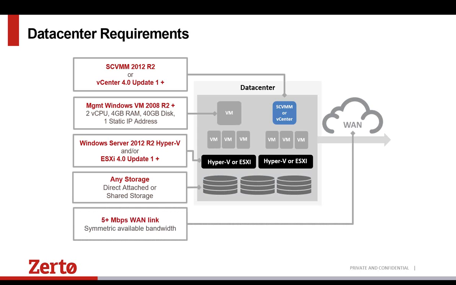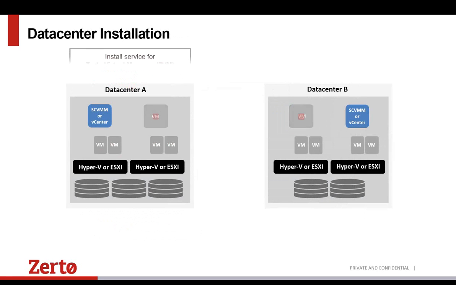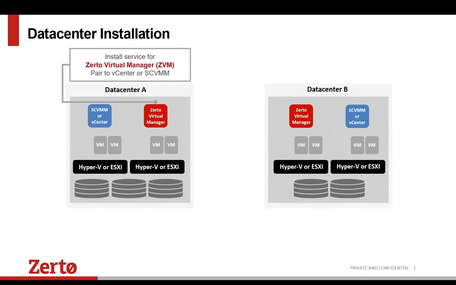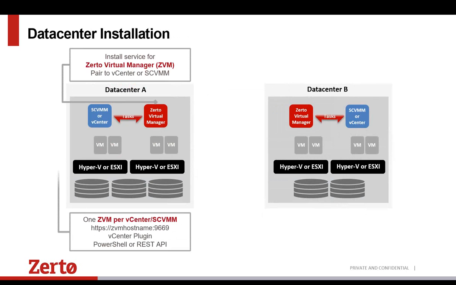Once you've met these requirements, the next step is the installation of the Zerto Manager service onto the management VM, which you then pair to your System Center or Virtual Machine Manager, which gives you access to the Zerto GUI via our vCenter plugin, a PowerShell or REST API, or very simply point a web browser at the address that you can see there, and you'll have easy access of management of your disaster recovery.